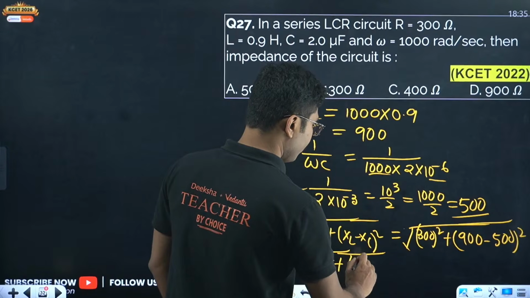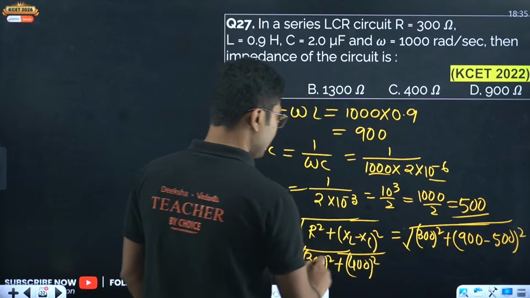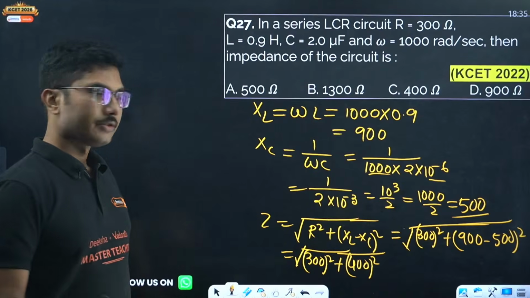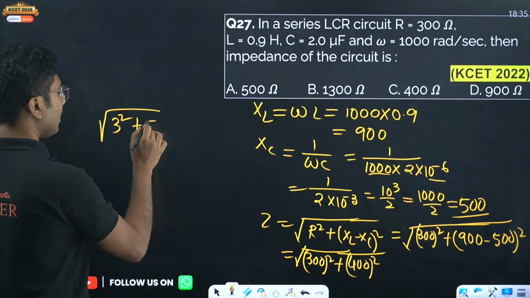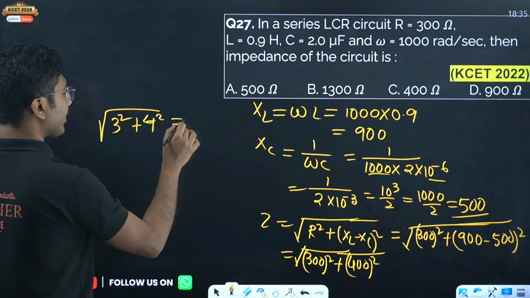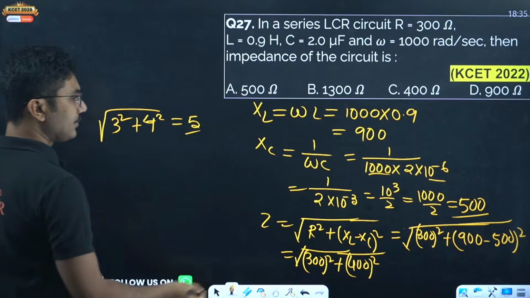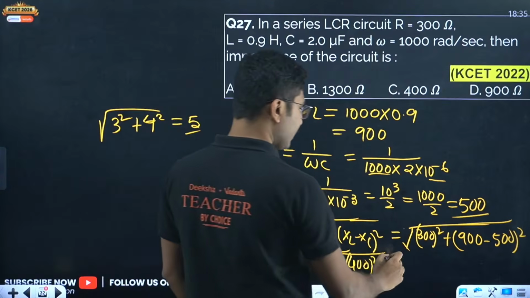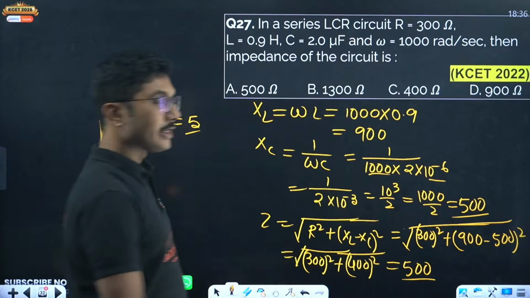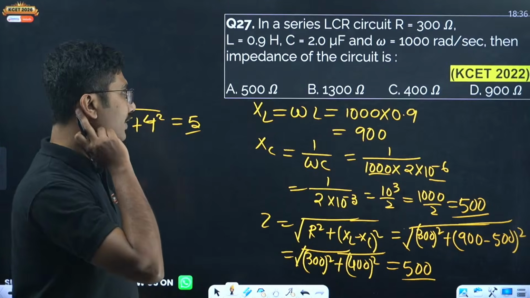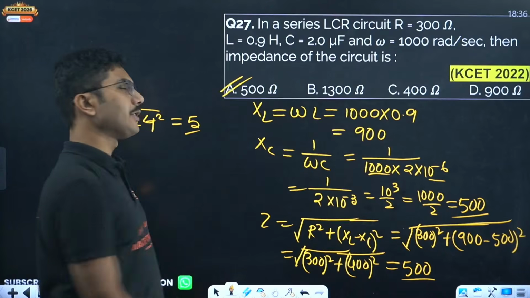So 400 square. So 3 square plus 4 square. 3 square plus 4 square, if you remember, is 25, square root, that is 5. That means 300 square plus 400 square is nothing but 500. Okay, so 300 square plus 400 square is 500. These kinds of calculation tricks you need to know.